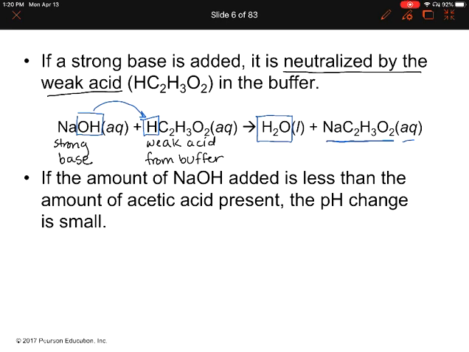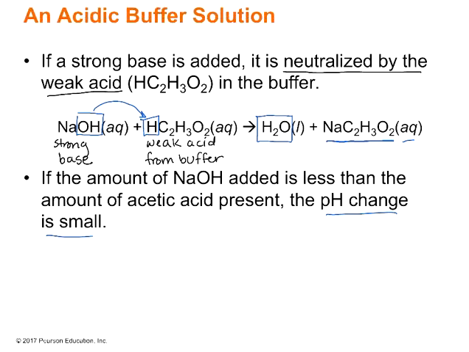Now, if the amount of strong base added to solution is less than the amount of acetic acid present, then the pH change will be pretty small. So we'll maintain that same pH level that we're trying to stick with. But if we add way more base, then that's going to overwhelm the system and the pH change will be greater. So buffer solutions do have a capacity, and we'll talk more about that later.